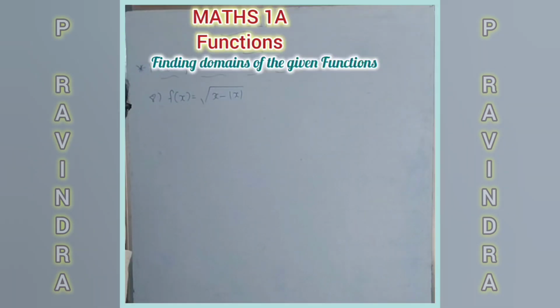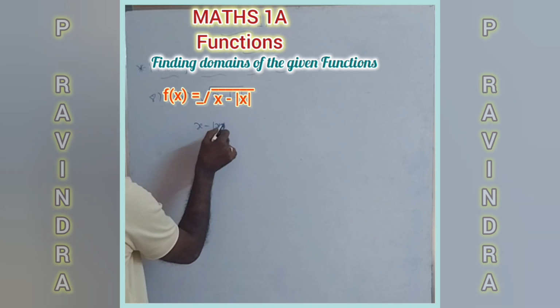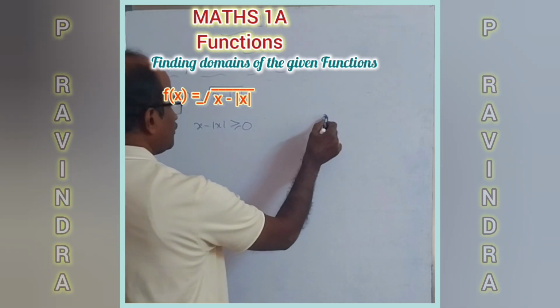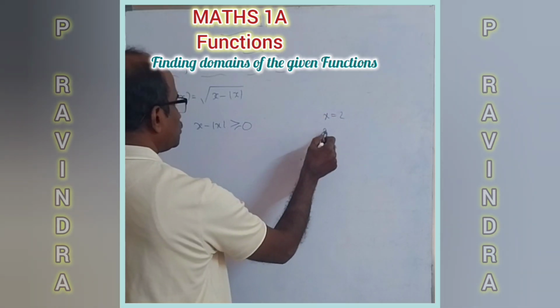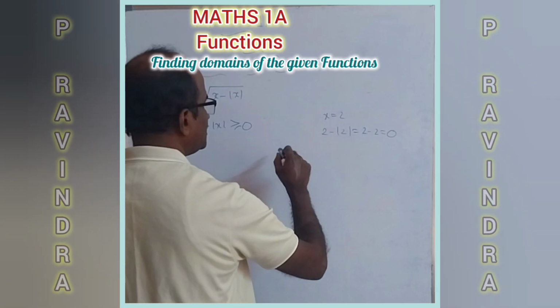See next question. We are going to find the domain of f of x equal to root of x minus mod x. Clearly, since it is under root, x minus mod x must be positive or equal to 0. Now let us check with some examples. Suppose you take a positive value x equal to 2, then what is 2 minus mod 2? Mod 2 is 2 only, no? So 2 minus 2 is becoming 0.